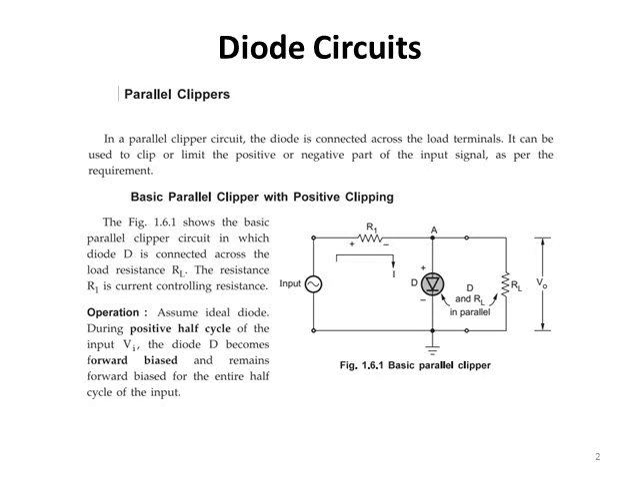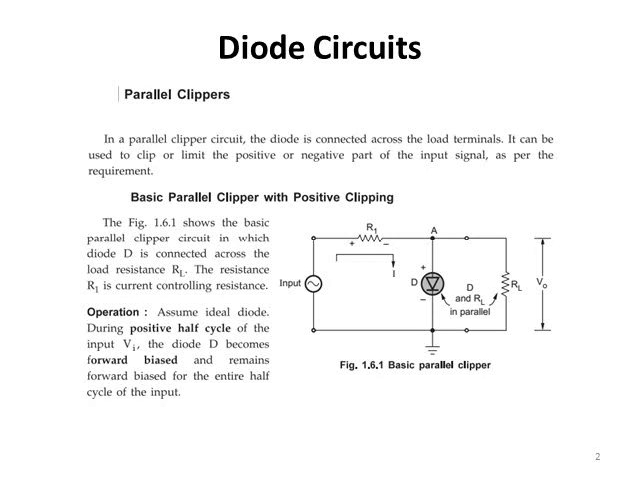The diode D is connected across the load resistance RL, which is the current controlling resistance. Assuming the diode is ideal, during positive half cycle, the diode D becomes forward biased and remains forward biased for the entire half cycle of the input. So the diode D conducts for the positive half cycle.